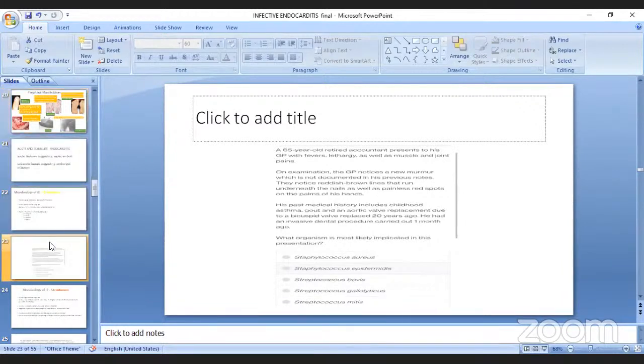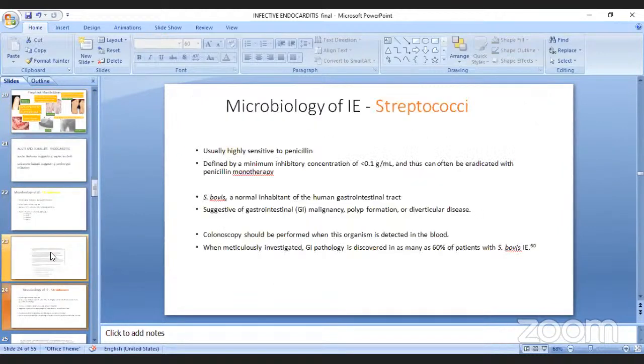This is what you have to remember. And this is how your questions would be framed. You cannot forget this. Then again, we come to the other group. Now, something about streptococci that you have to remember: usually they are very highly sensitive to penicillin. They are defined by a minimum inhibitory concentration of 0.1 microgram per ml, and thus can often be eradicated with penicillin monotherapy.